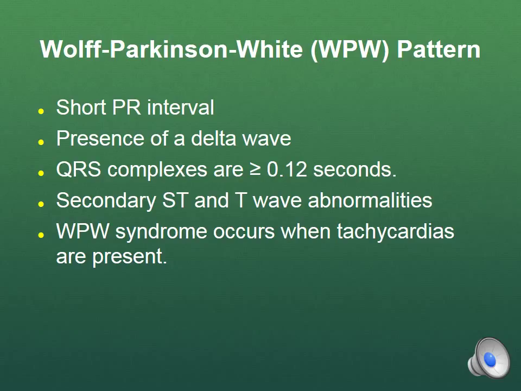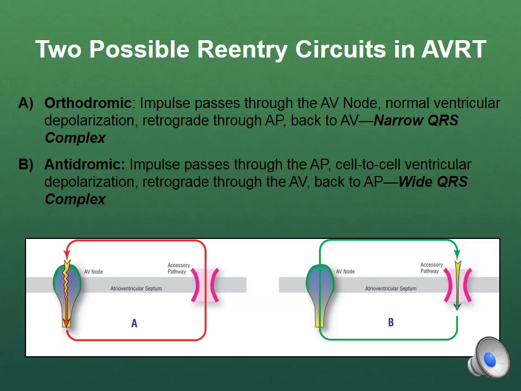WPW syndrome is going to occur when a tachycardia is present, but the signs of WPW are still noticeable even when the patient is not tachycardic. So basically you have two possible reentry circuits, an orthodromic and an antidromic pathway.